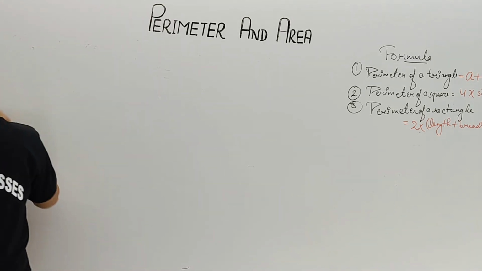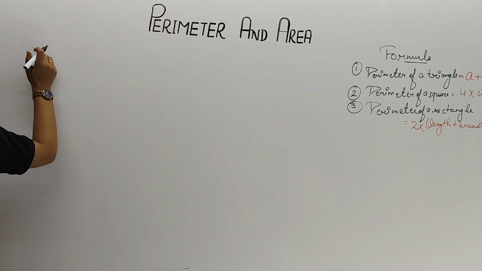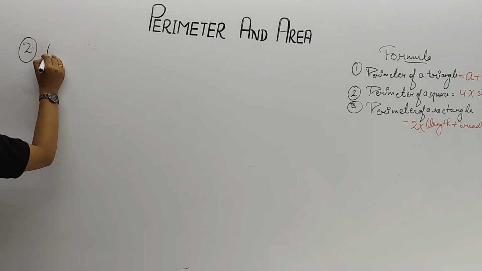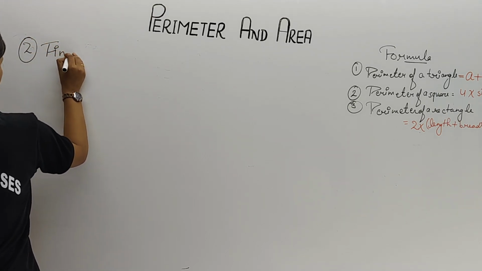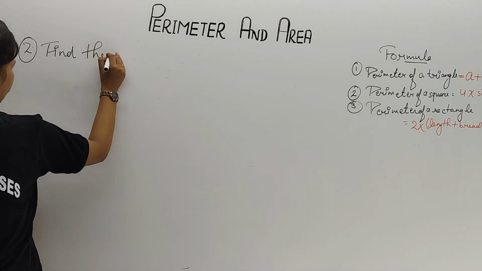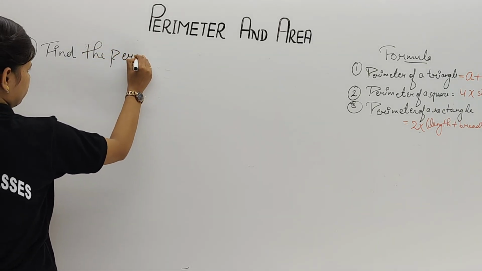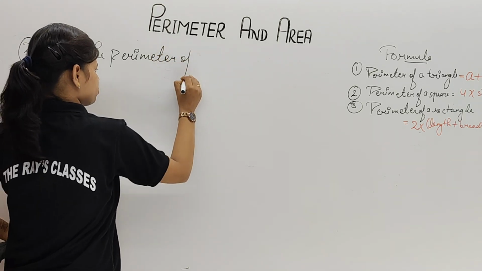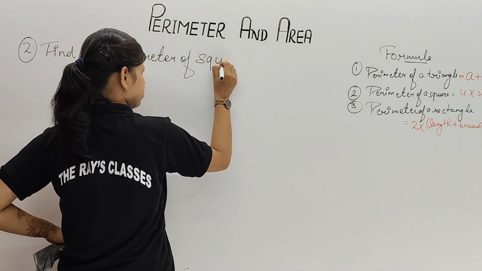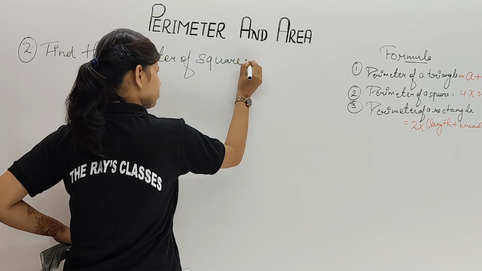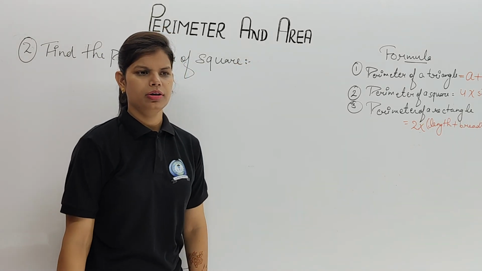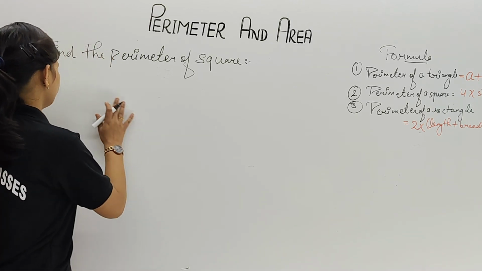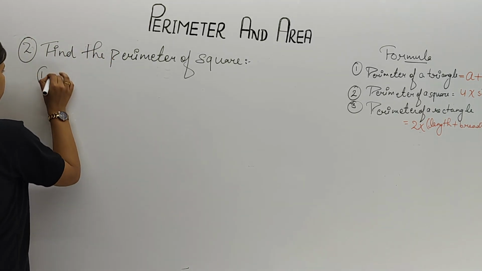So note down this question. Find the perimeter of a square. Clear? So your first question is given here.